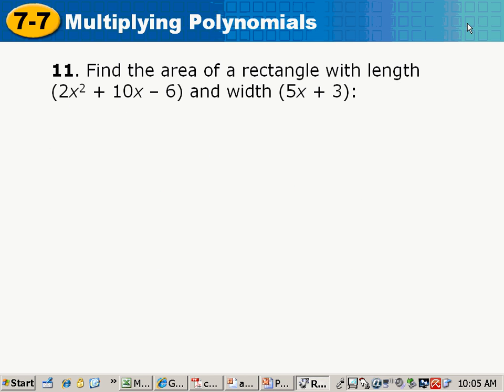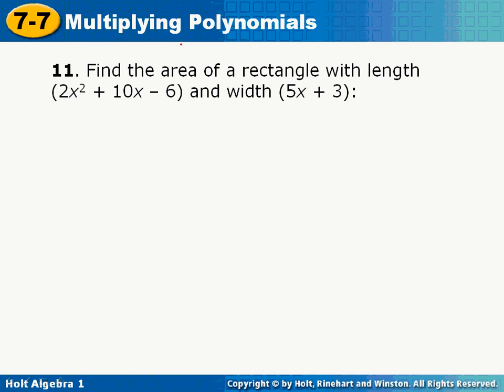Okay, you'll notice that I skipped 10. I did that on purpose. Now we're going to do number 11. Now this looks really confusing, but it's not. It says find the area, and area means to do what? Multiply. So I have to multiply these two things.